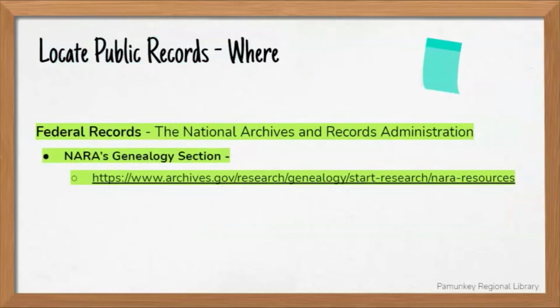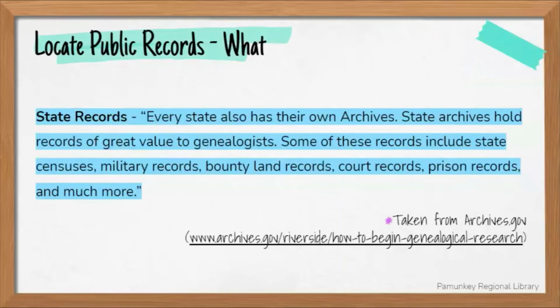And then I've just listed the website right here. So for federal records, you're going to go to NARA, the National Archives and Records Administration, and their genealogy section. The website is www.archives.gov/research/start-research/NARA-resources. Gosh, so many mouthfuls in this presentation. All right, let's keep going.